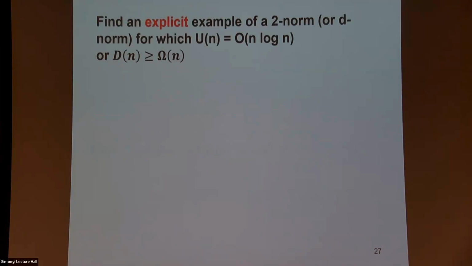Here is another one. All these statements are about most norms, and it would be interesting to find an explicit example of a two-norm or a d-norm for which the number of unit distances is at most n log n, or the number of distinct distances is at least omega of n, or at least n minus little o of n. As I said, we cannot hope that something like this holds, at least in dimension at least four, for any symmetric norm, but explicit does not have to be something like l_p. In fact, if you want to think about this question formally, you have to define explicitly what is meant by explicit.